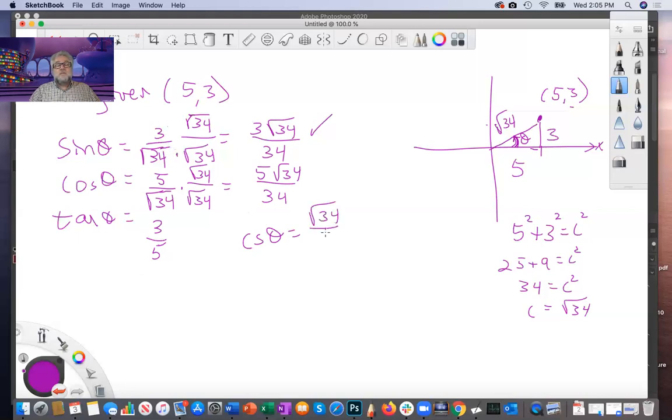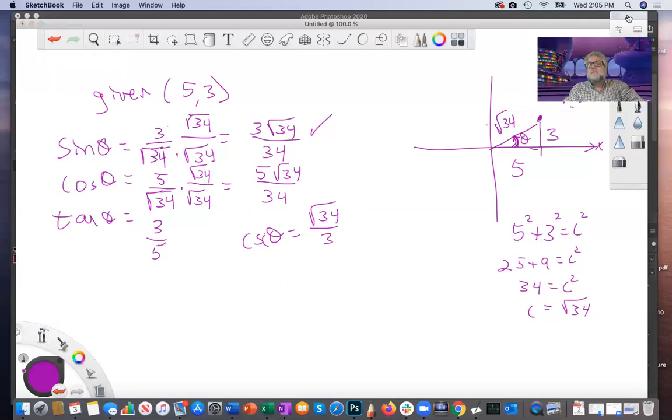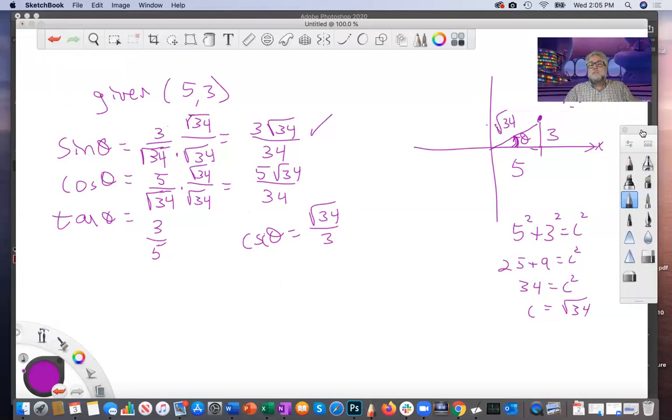And if you wanted to do cosecant theta, I would take my original thing, 3 over radical 34, and just flip it. Because cosecant theta is equal to 1 over sine. Since it's 1 over sine, you can just flip it. Secant theta, which is 1 over cosine, I'll take the original thing again and make it square root of 34 over 5.